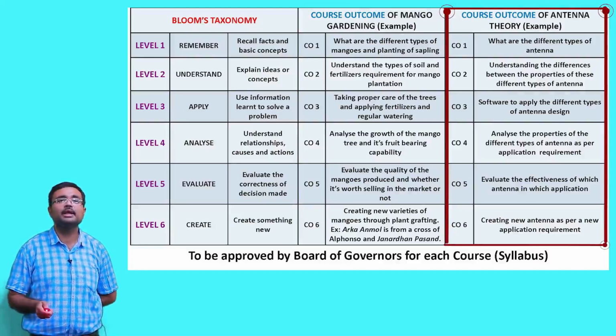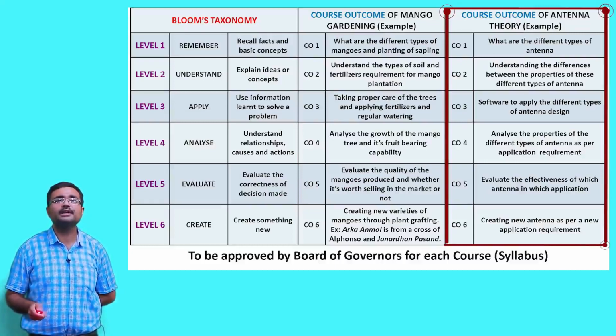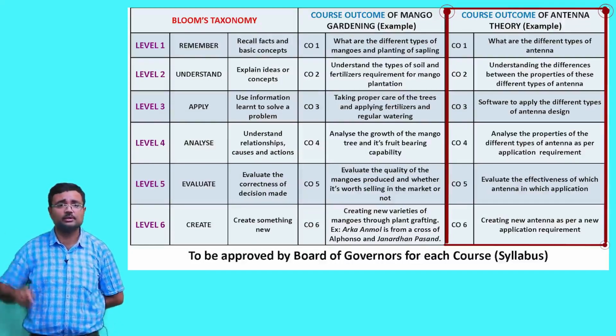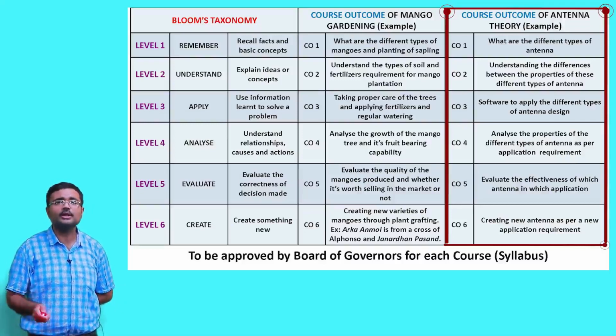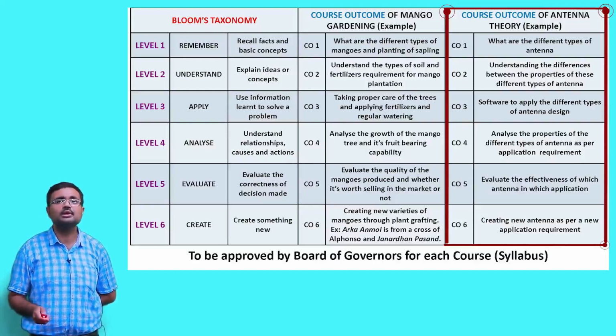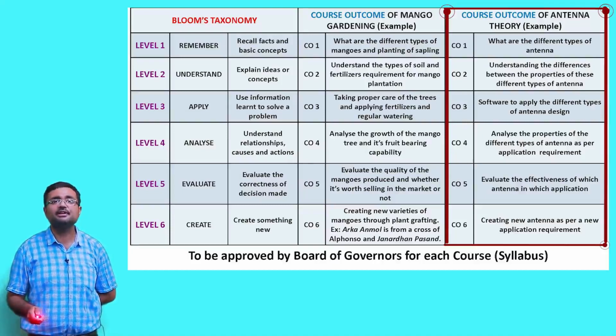First is remembering: what are the different types of antenna. Under CO1, course outcome 1, we need to remember, as per Bloom's taxonomy, what are the different types of antenna. Decided from the very beginning that these are the course outcomes. So, first course outcome, what are the different types of antenna. Course outcome 2 is understanding. So, in antenna theory, what is the course outcome? In CO2, understanding the differences between the properties of these different types of antenna.